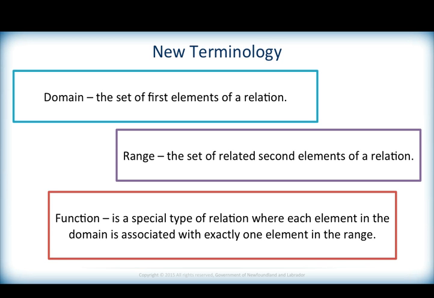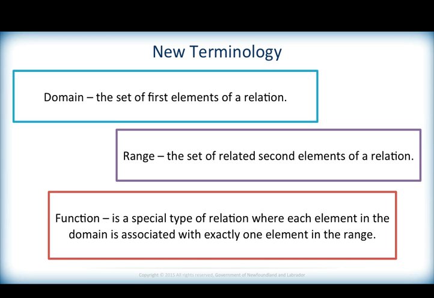First, let's look at some new terminology. First, the domain. The domain is the set of first elements of a relation. So if we're looking at a table of values, the domain would be the column on the left. In an arrow diagram, it would be the first oval on the left. And in a graph, we would have the horizontal axis, the x values. Those are only some examples for the domain.